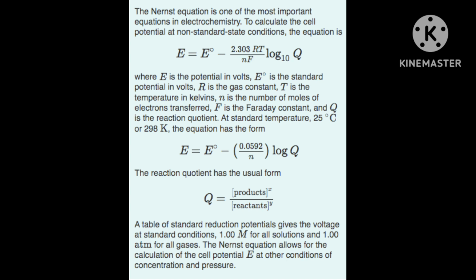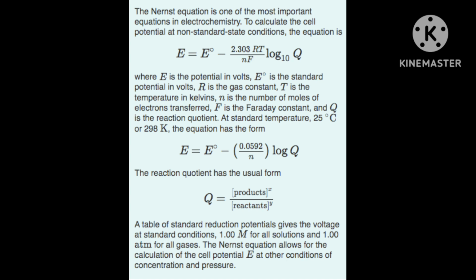As an example, take the copper reduction reaction, where copper ion is converting into copper metal. The copper ion Cu^2+ in solution will have some concentration, 0.1 M, 0.05 or 0.175, some value, correct? That's why it is written as molar concentration. In general we have written M^n+ and M solid metal.